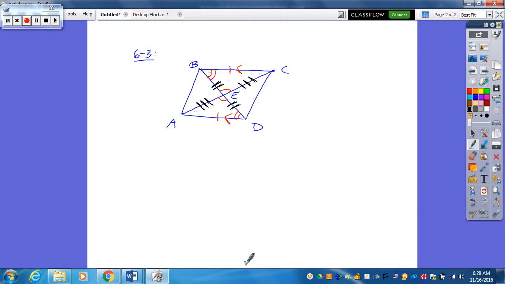Okay. What do we call that when something's being cut in half? Well, it's being bisected, right? And so for Theorem 6.3, you can go ahead and fill that in. The diagonals of a parallelogram bisect each other, okay?